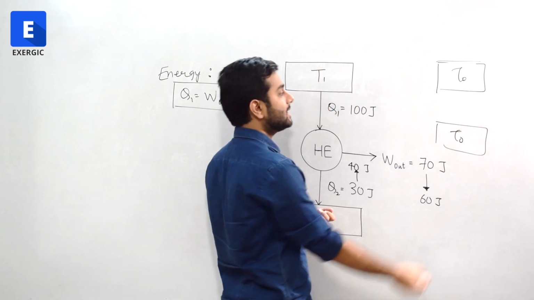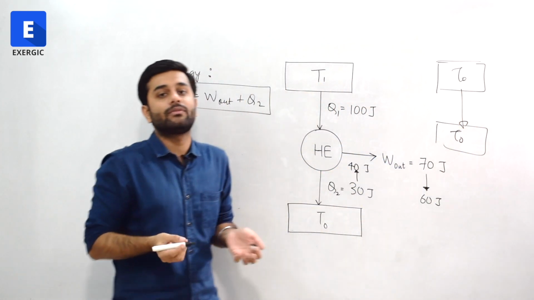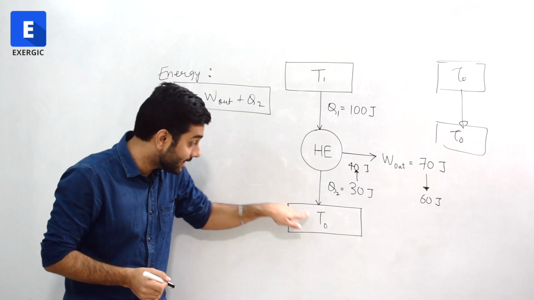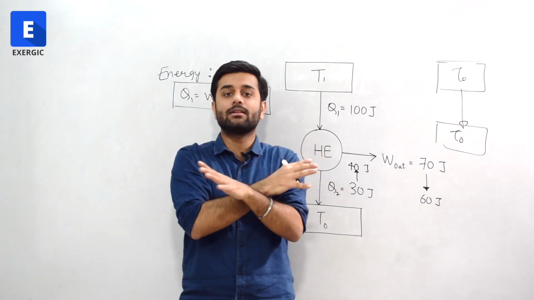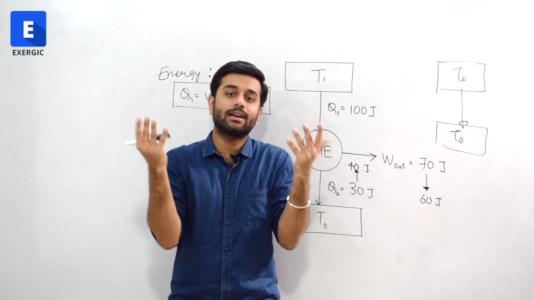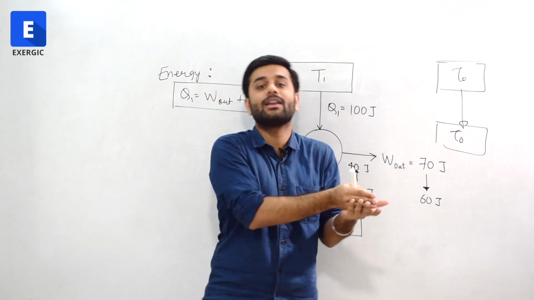Both of them are at the same temperature. Why would heat flow between them? Once heat has reached the ambient temperature, it's gone now. You cannot extract any work from it. It is already at the minimum available temperature.